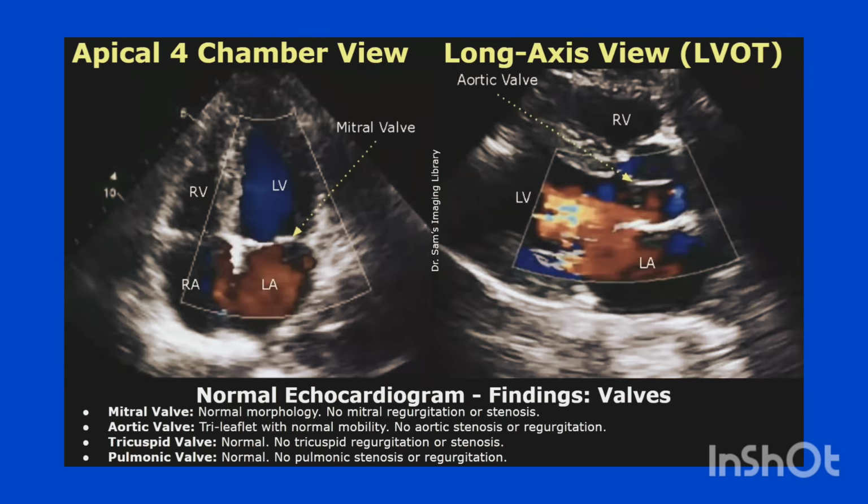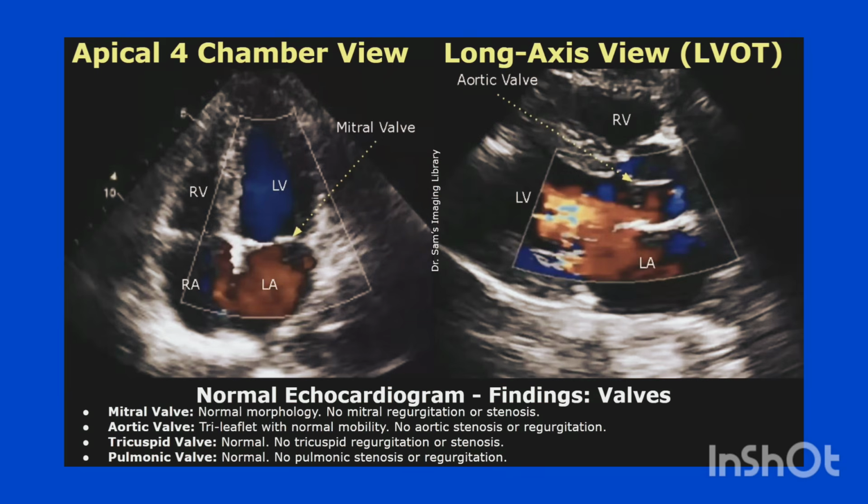After that, you can write the findings of the valves. The first one is the mitral valve. Normal morphology, no mitral regurgitation or stenosis. Next is the aortic valve, tri-leaflet with normal mobility, no aortic stenosis or regurgitation.